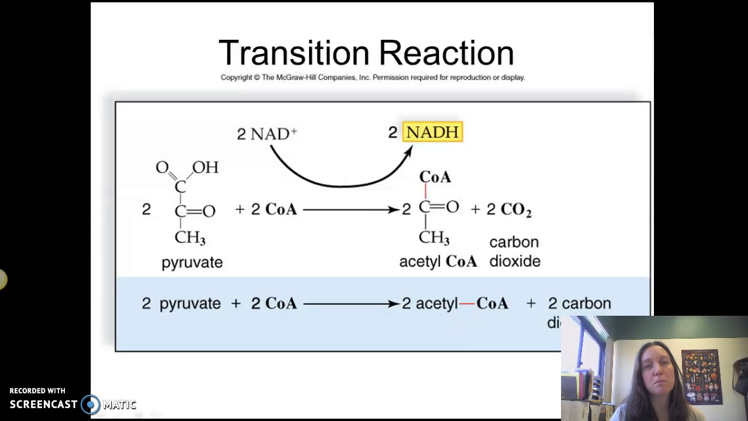So this part of the process that I just described is sometimes called the transition reaction or the preparatory reaction. And that's when the pyruvate gets added to coenzyme A, it gets oxidized, electrons are removed, becoming acetyl-CoA, and 2 carbon dioxides are produced. So this isn't a step of cell respiration. Your book describes the 3 steps, but this is a transition between what occurs in the cytoplasm and what occurs inside the mitochondria.